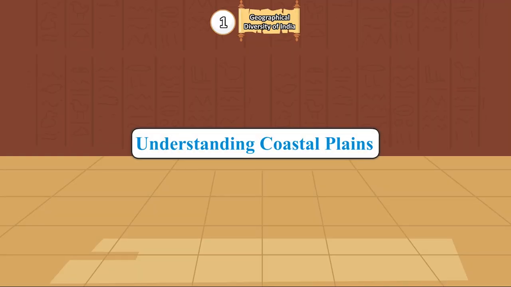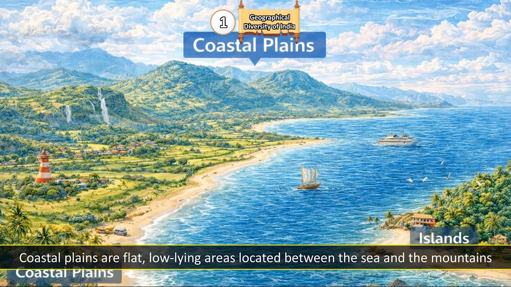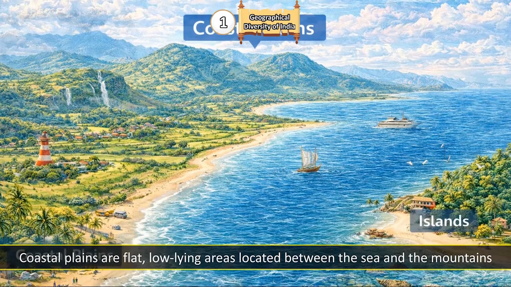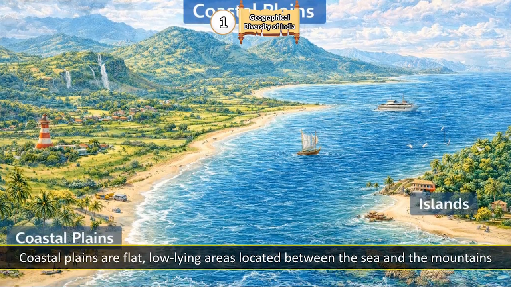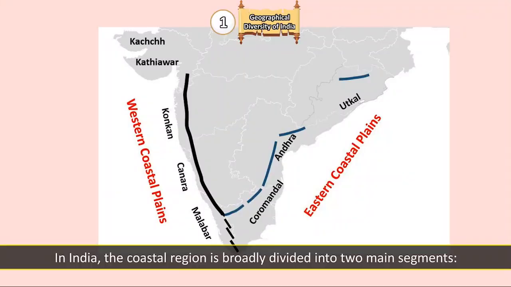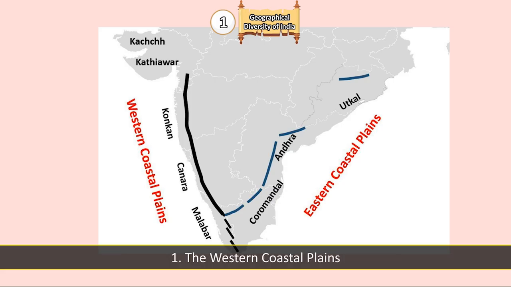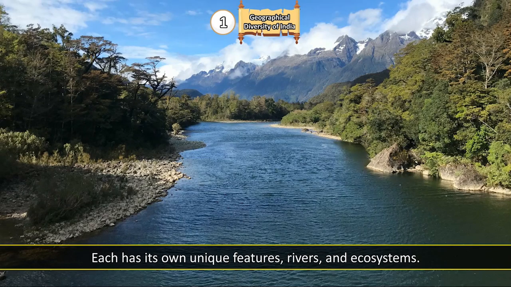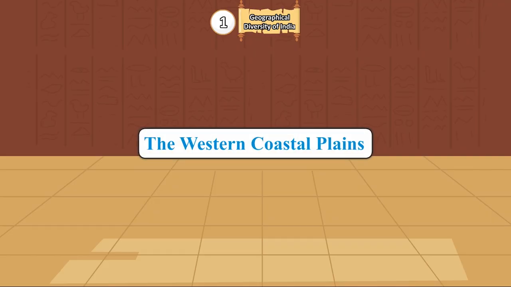Understanding coastal plains. Coastal plains are flat, low-lying areas located between the sea and the mountains or plateaus. In India, the coastal region is broadly divided into two main segments. 1. The Western Coastal Plains. 2. The Eastern Coastal Plains. Each has its own unique features, rivers, and ecosystems.